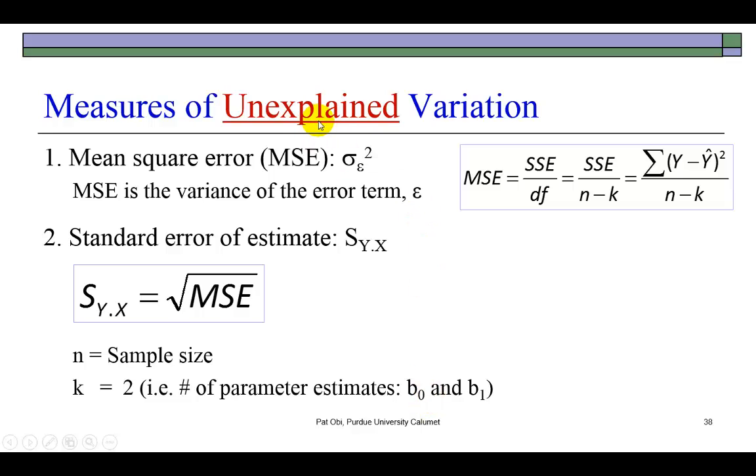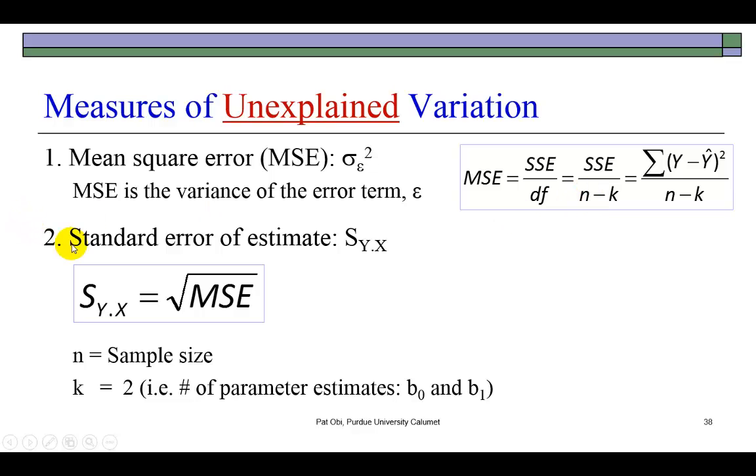For unexplained variation, there are two quick measures we can use. One is the mean square error, which is really the sum of squares error. We divide that by the degrees of freedom, which is n minus k, where k, as I note here, is always going to be equal to 2 in the case of a simple linear regression, because there's just going to be two parameters being estimated using b0 and b1. So 2 parameter estimates. So n is the sample size.